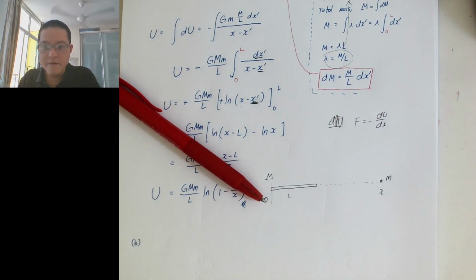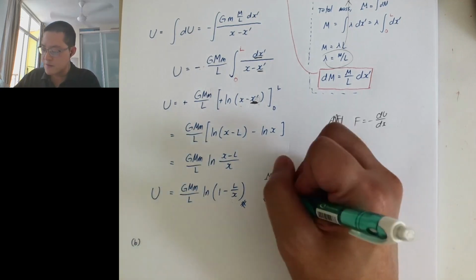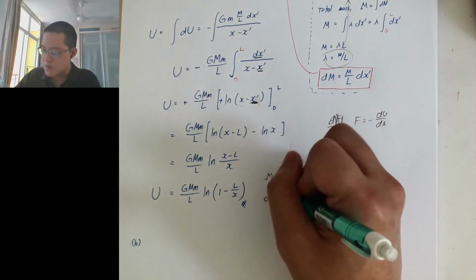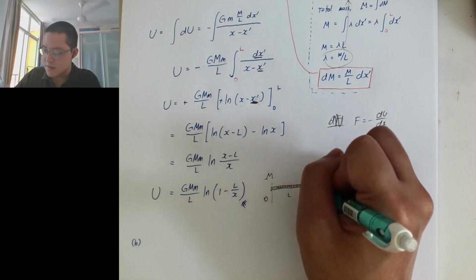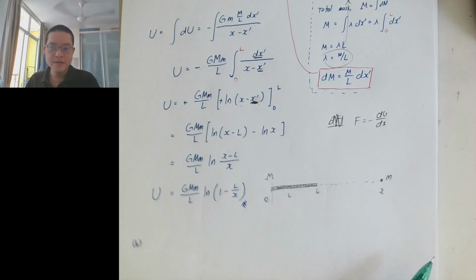The integral from 0 to L is for what? Yes, from 0 to L. We need to add up the whole thing, just like the moment of inertia. For the moment of inertia of a rod, we still integrate from 0 to L. So it's the same thing.